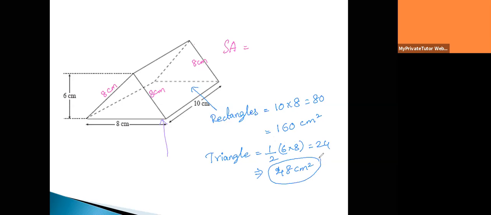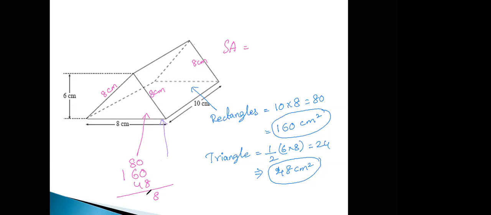So we found the area of the front and back, and the left and right. Now we are left with the bottom, the base. Again it has 10 times 8, which is 80. Now add all three: 80 plus 160 plus 48. That would be the surface area. The answer is 288.